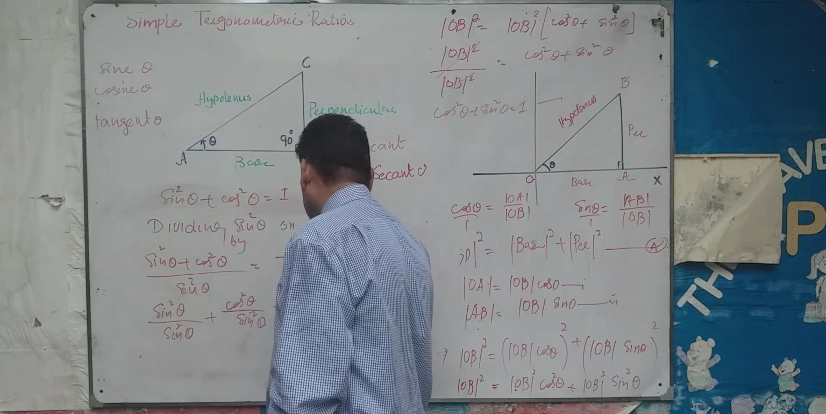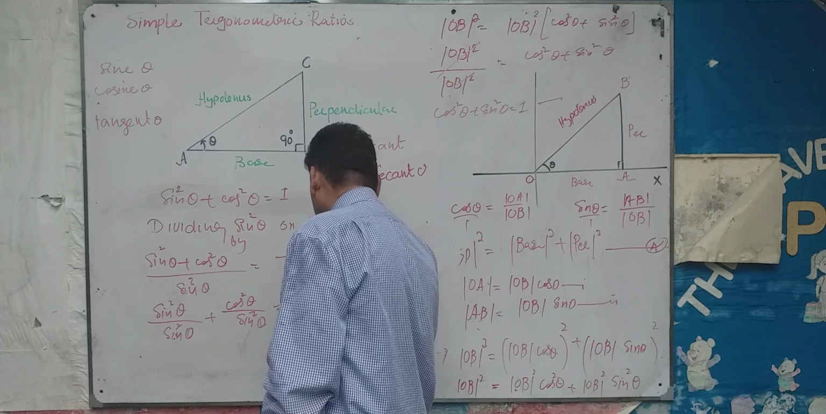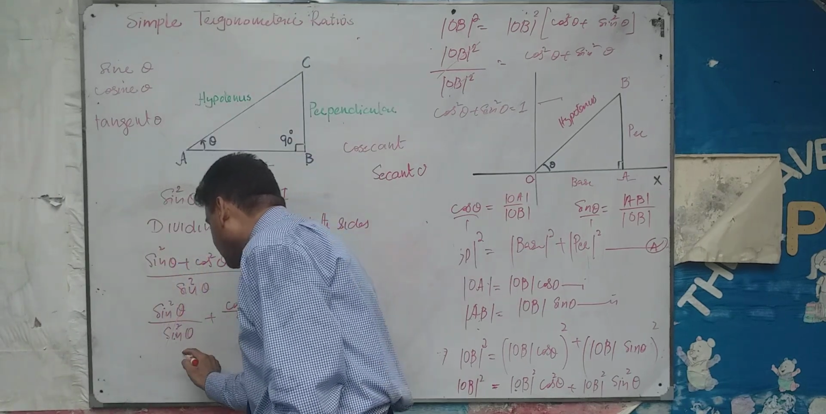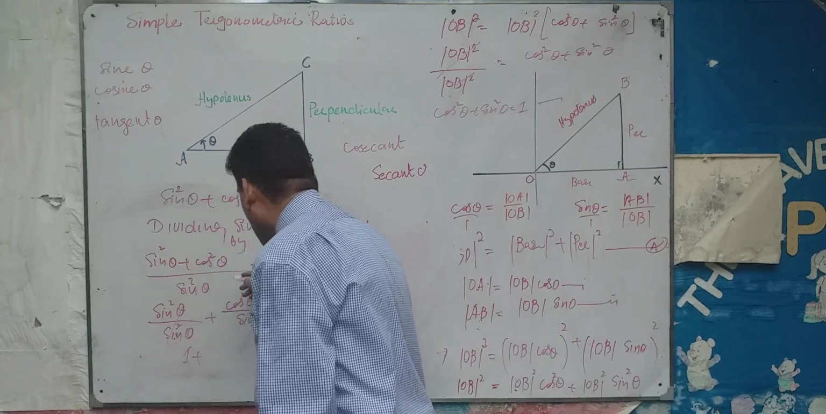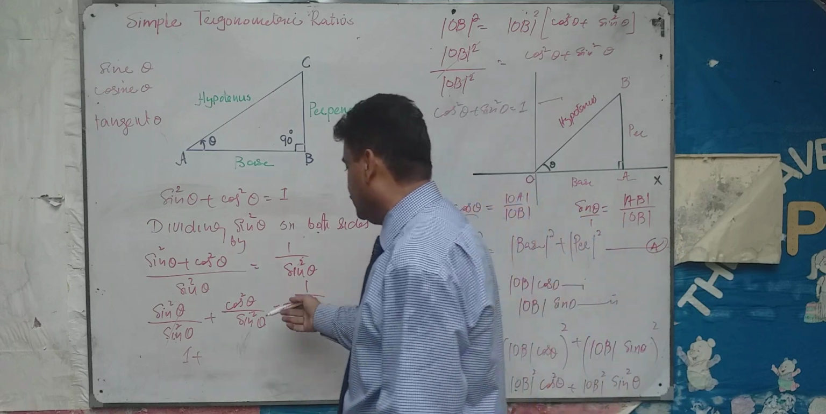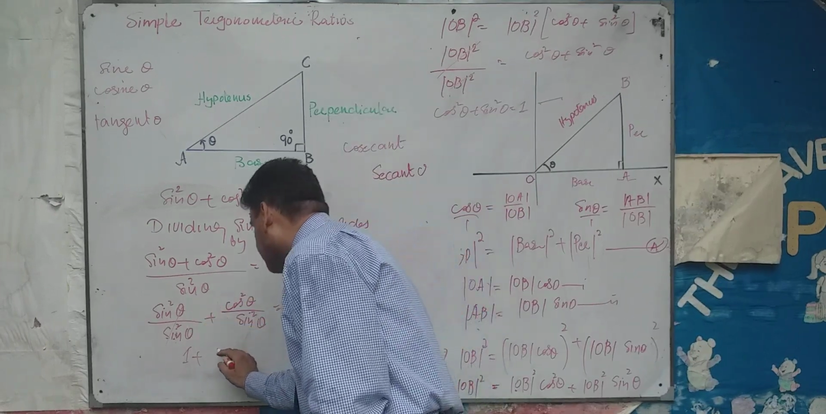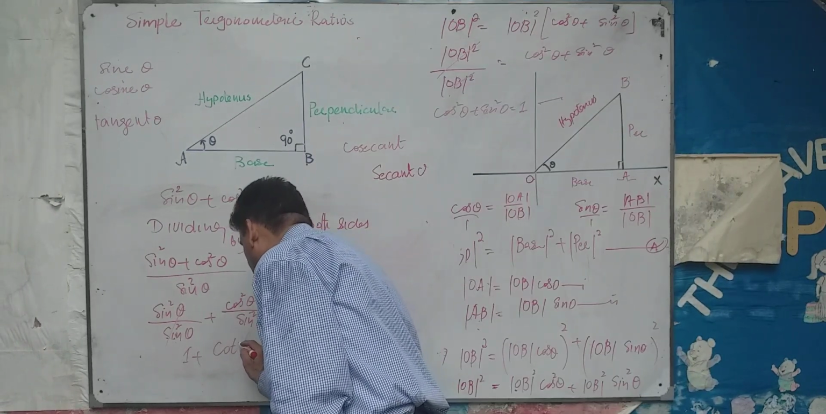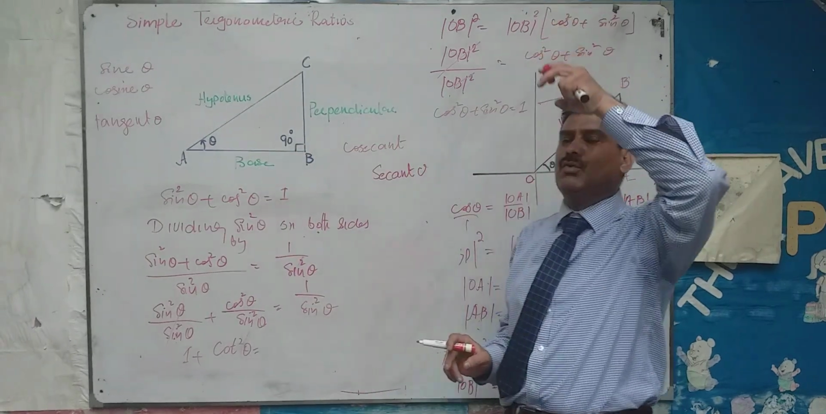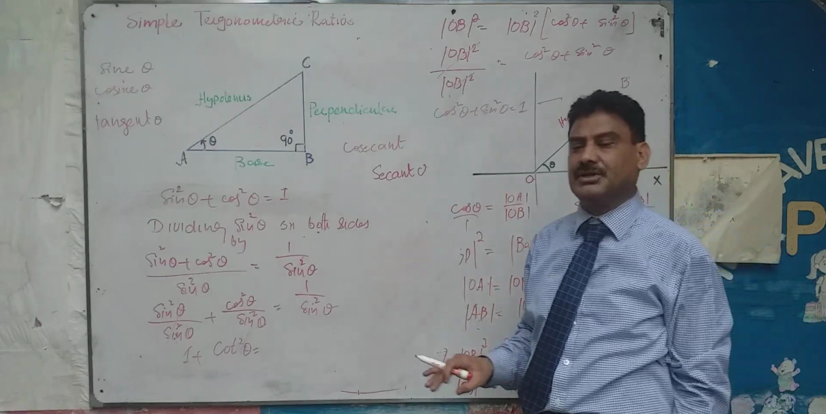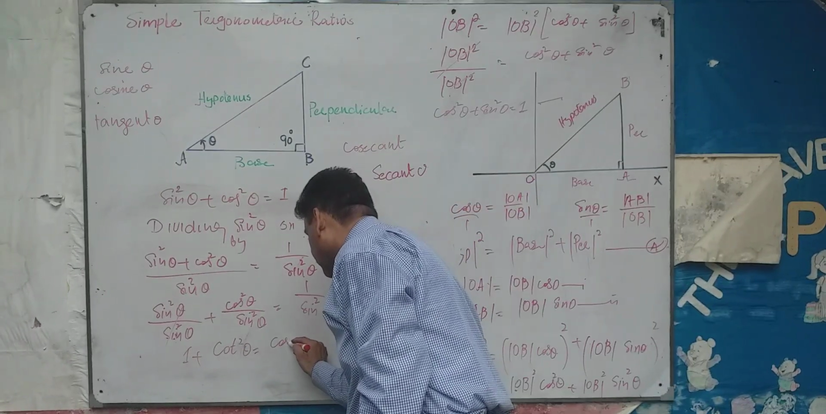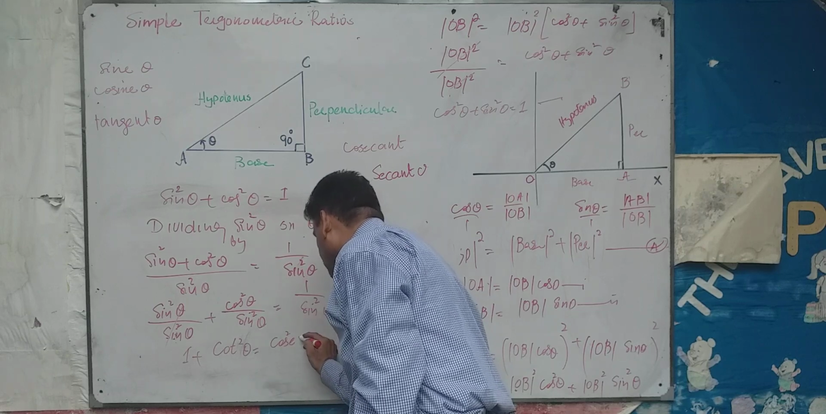We write 1 by sin square theta. Sin square by sin square cancel each other. We write 1 plus cos by sin. Cos by sin will be equal to cot, and due to the square, we write cot square theta. And 1 by sin is equal to cosecant. Cosecant theta is equal to 1 by sin, and due to the square, we write cosecant square theta.